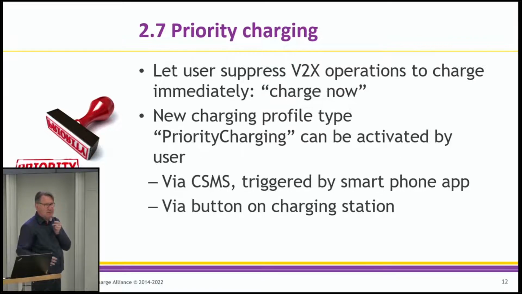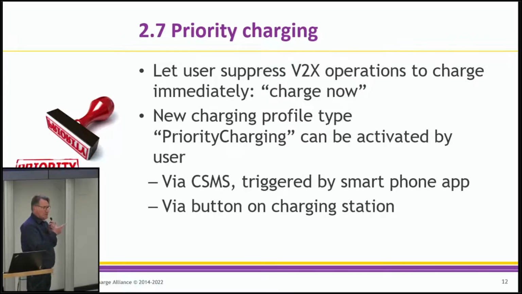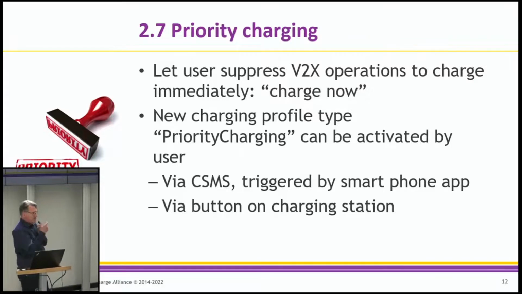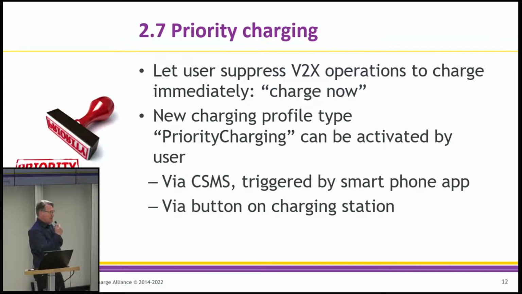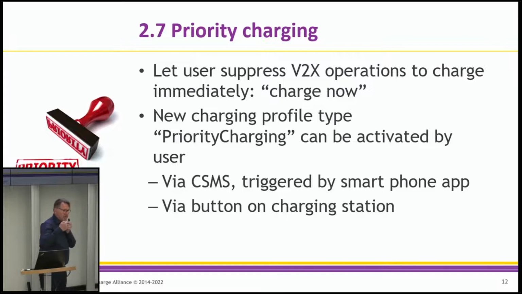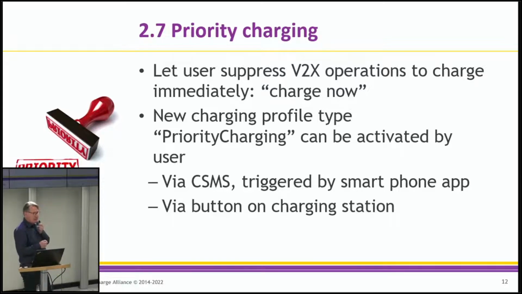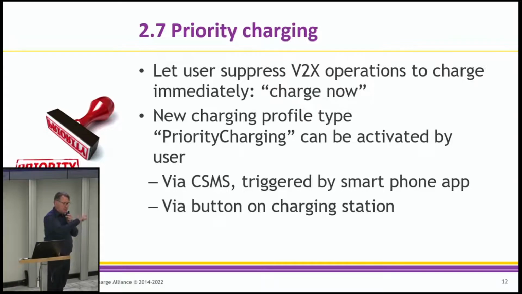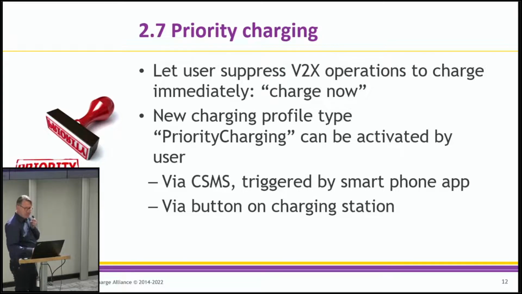And the way we implemented it is that you can define a new type of charging profile, priority charging. And if that profile is present, the CSMS can then either trigger that the user wants to do priority charging, because maybe via an app connected to the operator, the user can say, okay, I want to do priority charging now, or the charging station can do it by the button on the charging station, and then it will activate the priority charging profile, and that will give you the maximum amount of power that is allowed for that user. And we initially wanted to call it Charge Now, but that was a registered trademark from a certain German OEM, so we decided not to use that.